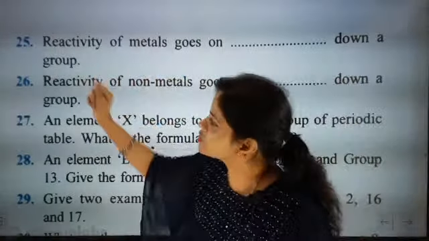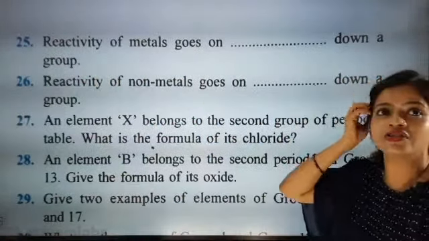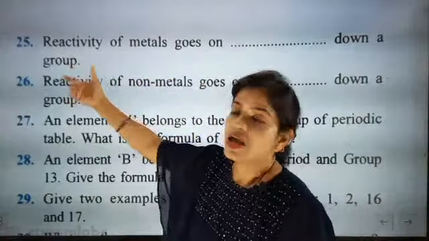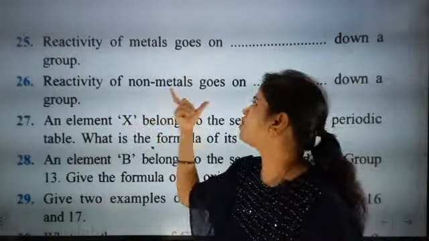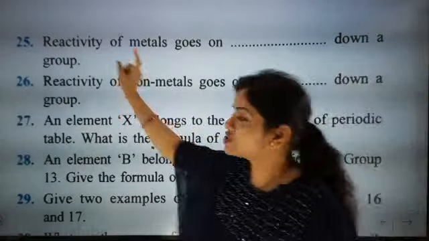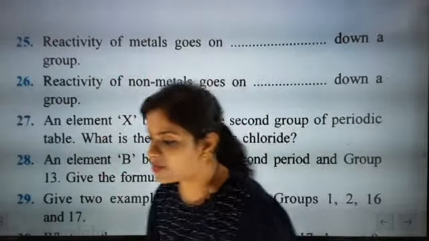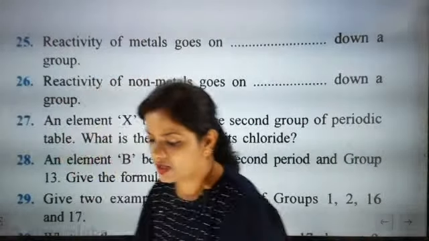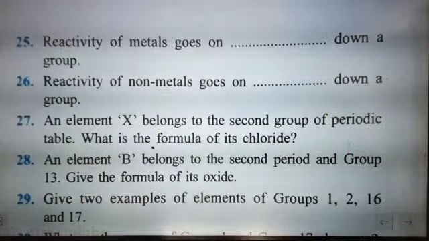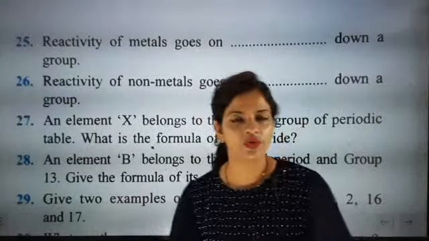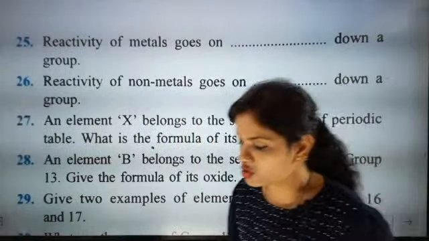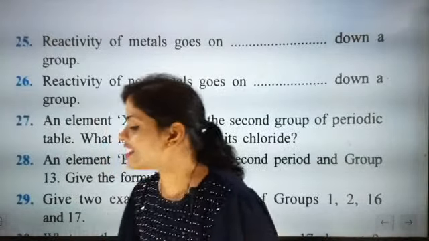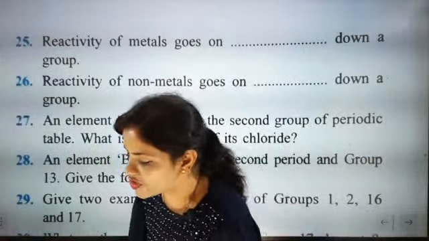So now go for question number 25. We have more questions and have already wasted so much time. Reactivity of metal goes dash down a group. Reactivity of non-metal goes dash down a group. These two points I have discussed very nicely. Answer as fast as possible. This PDF you will not get anywhere; it has the best questions, very likely to come in the examination.